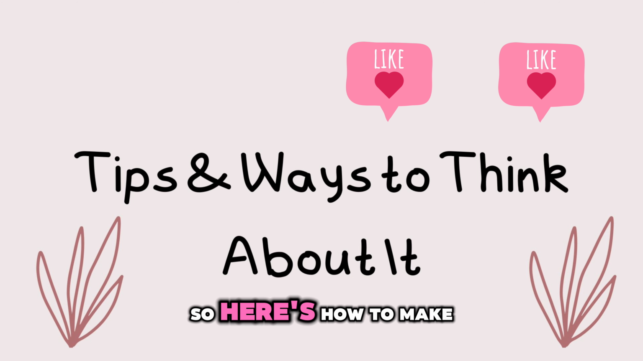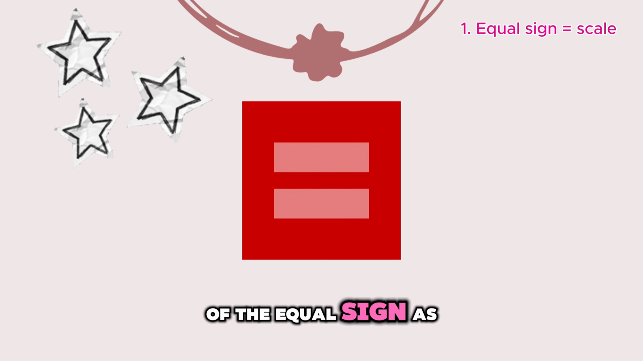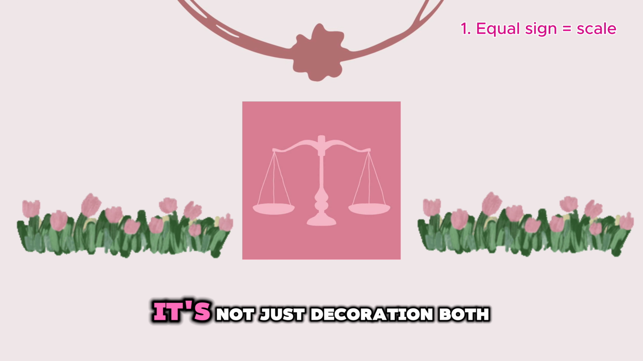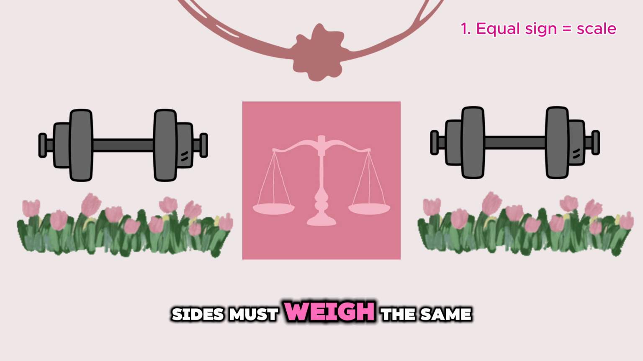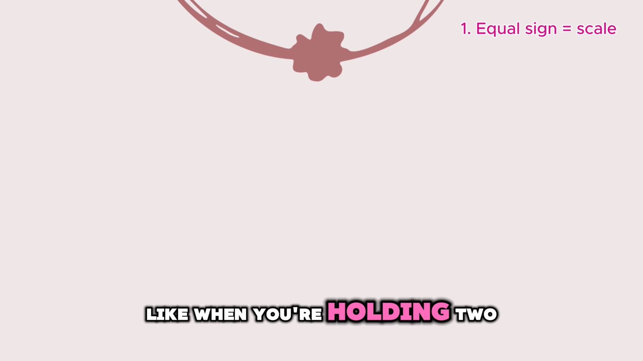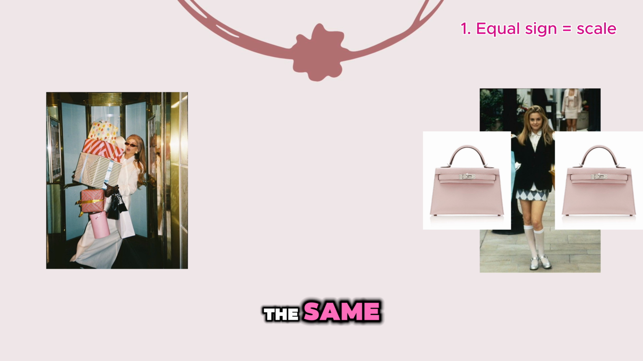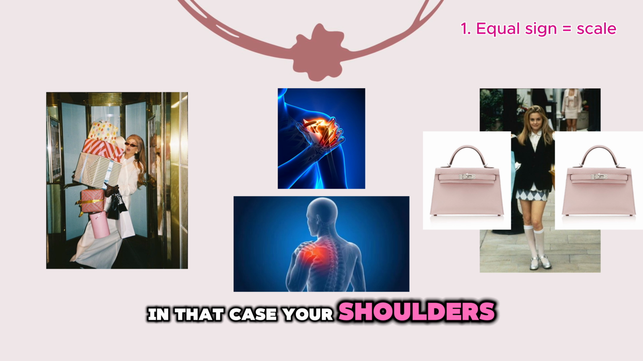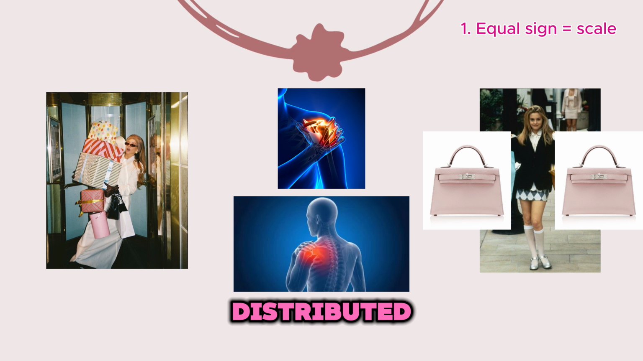So here's how to make linear equations feel less scary. Think of the equal sign as a scale. It's not just decoration. Both sides must weigh the same. Like when you're holding 2 bags, it's better if they weigh the same. In that case, your shoulders won't get hurt because the weight is equally distributed.